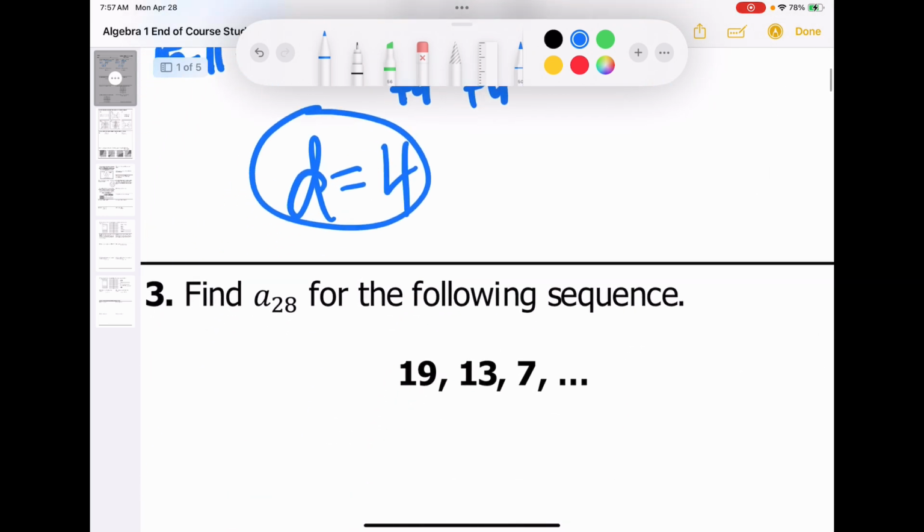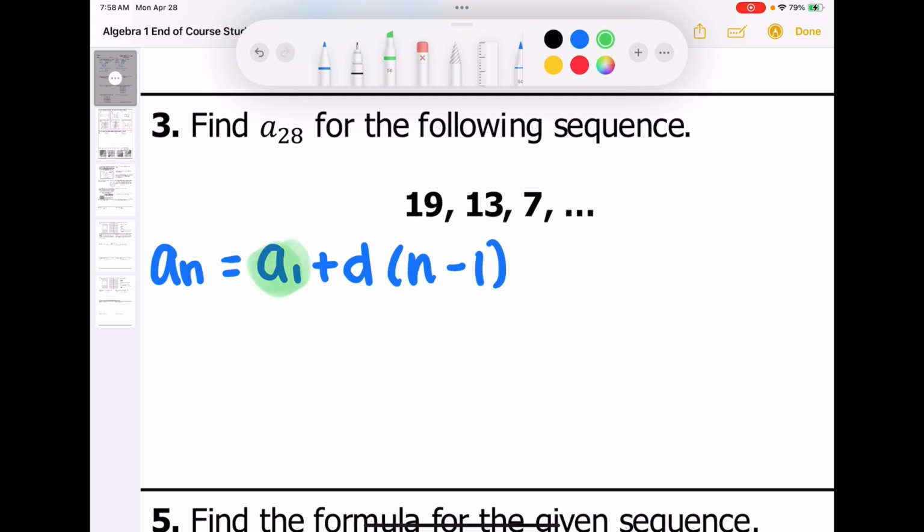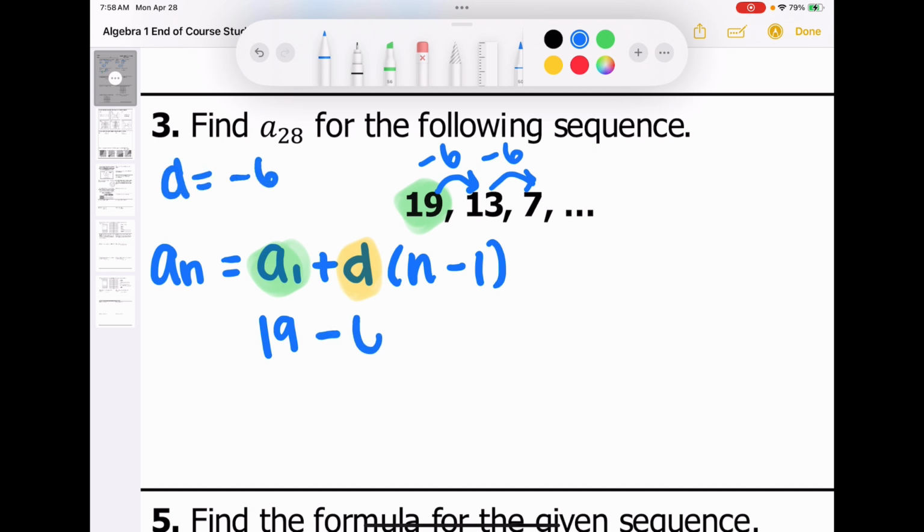All right, number 3, it says find A28 of the following sequence, 19, 13, 7. So remember, we're going to use our explicit formula for arithmetic sequences, which looks like this. So we need our A1 and we need our common difference. A1 is whatever the sequence starts with, which in this case is 19. And then our common difference is what we're adding or subtracting by every time. So to get from 19 to 13, I'm subtracting 6, and to get from 13 to 7, I'm subtracting 6. So my common difference is a negative 6. So I'm going to put that in here.